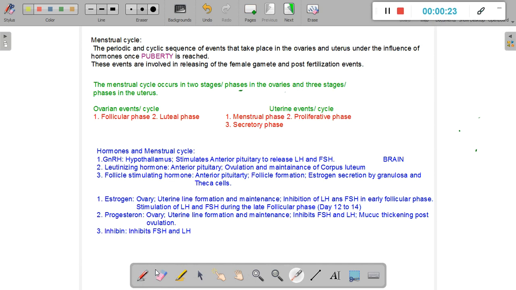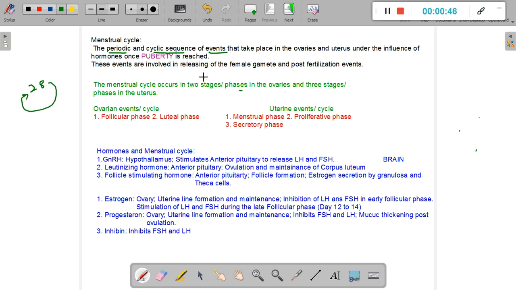Now, what is the meaning of menstrual cycle first of all? So let us go through the definition. Let us read through it. The menstrual cycle is a periodic and cyclic sequence of events. What do I mean by these two words? This means that this particular biological phenomenon takes place periodically after a period of 28 days, and it repeats itself.